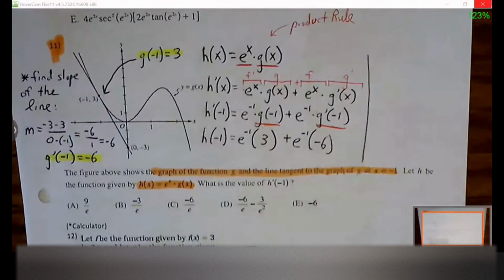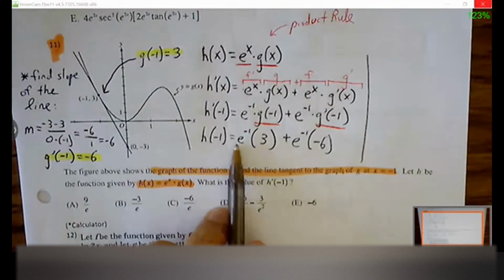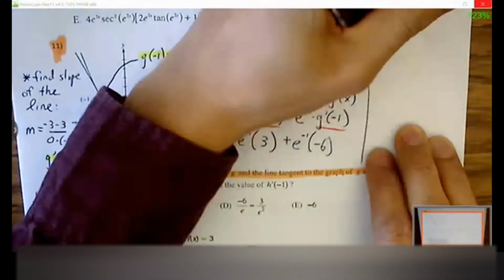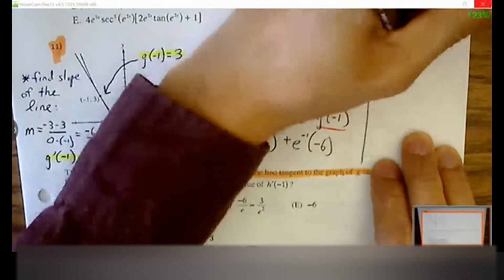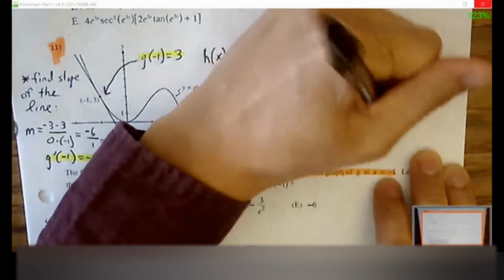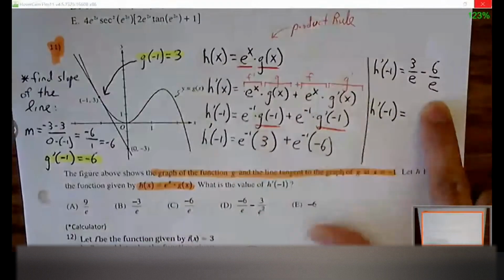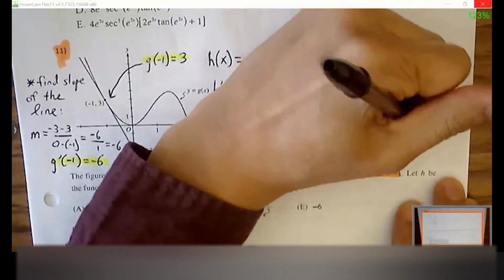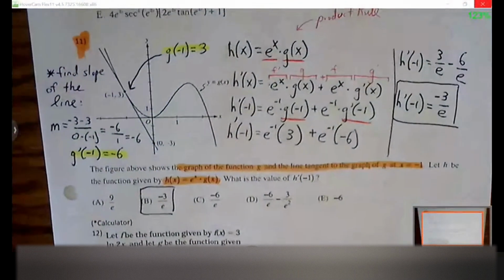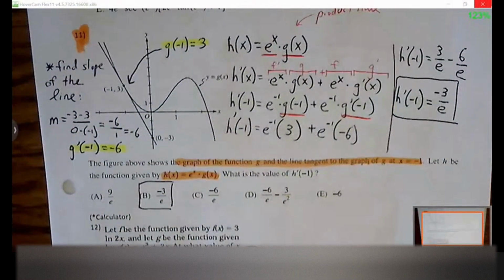Okay, do a little bit of cleanup, a little bit of rearranging. I'm going to bring that e back down to the denominator. I'll make it 3 over e minus 6 over e, and that reduces to -3 over e. Answer choice B. Okay, any questions so far?